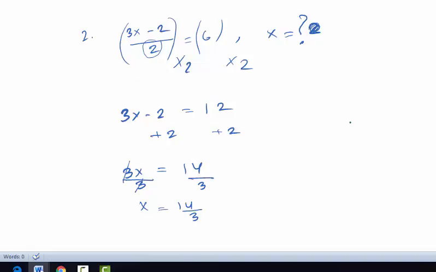So the next type is, sometimes the equations are given in a little bit tricky way.